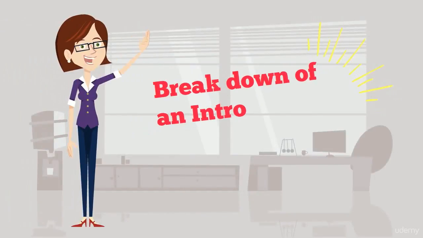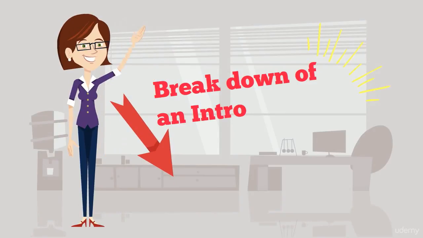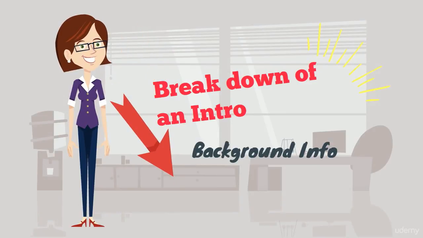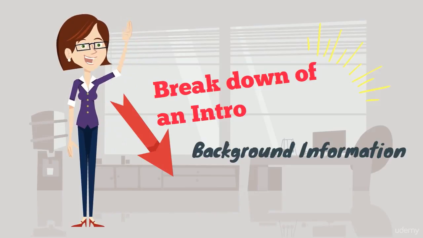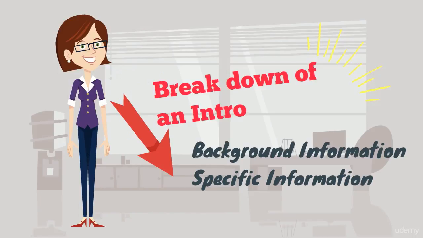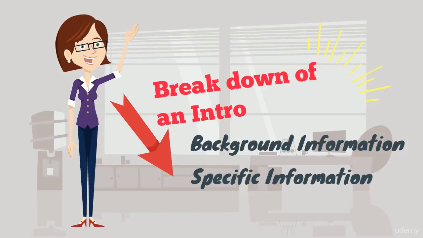The 3 sentences of an ideal introduction consist of: the first sentence in this paragraph is the background information, which is fact. It introduces what this paragraph is going to be talking about. The second sentence is specific information, which tells the reader a little more information about exactly what the topic sentence is about.